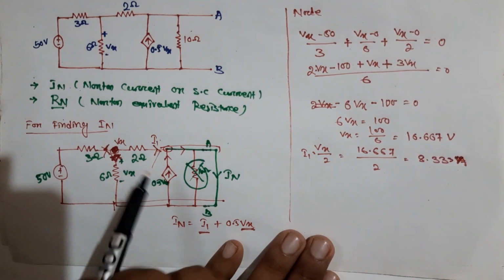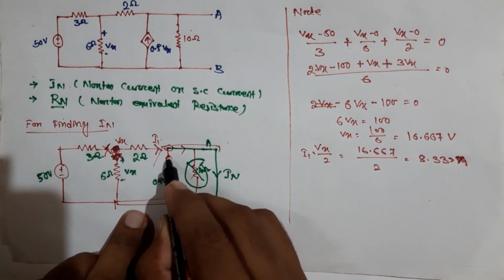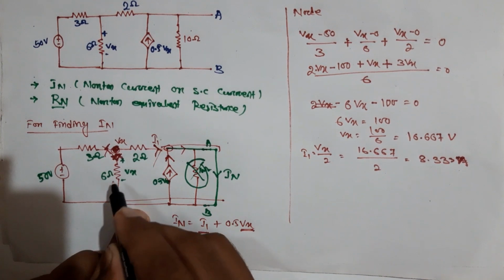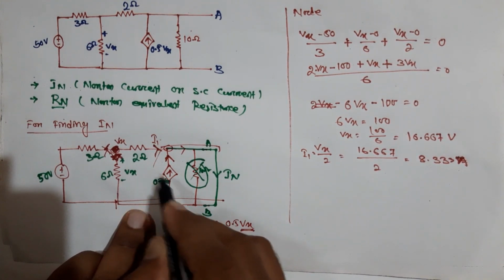Finally we need to find this IN. We know IN is equal to this much current and this amount of current. We know this voltage, so we can find the value of the dependent source.